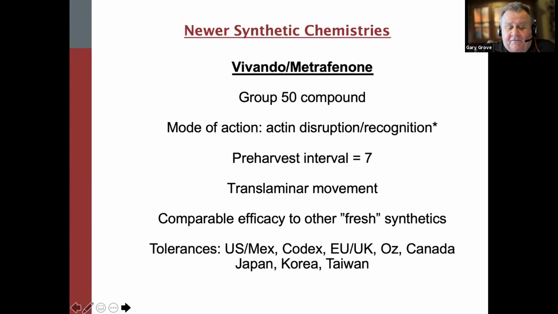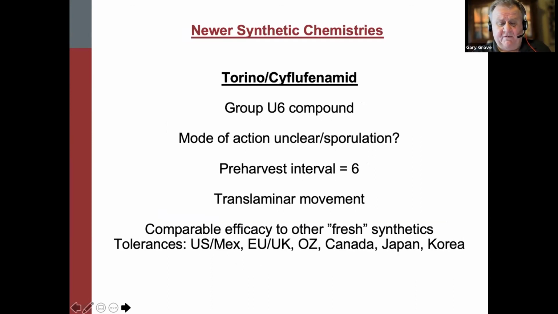Vivando, Group 50. The mode of action, it disrupts the recognition process between the tree and the fungus. Pre-harvest interval 7 days, locally systemic, and tolerances US, Mexico, EU, UK, Australia, Canada, Japan, Korea, and Taiwan.